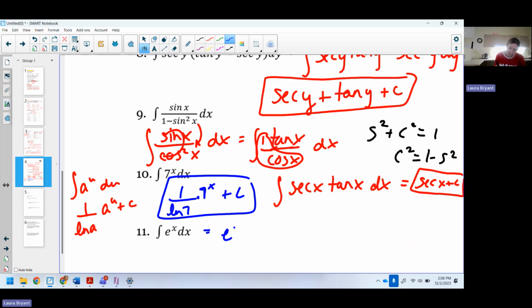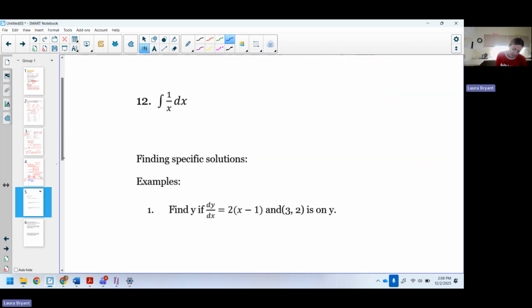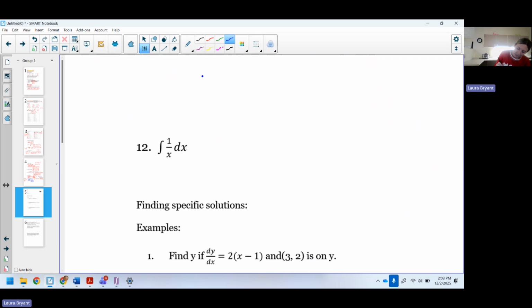Number 11 is e to the x, it just goes to e to the x. That's the easiest one there is. And 12 is also a rule. So this is hard to catch on at first.